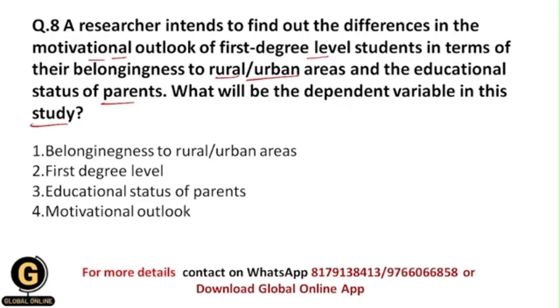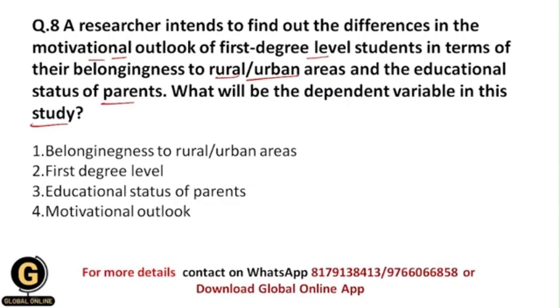So here basically a researcher wants to study the motivational outlook of first degree level students, and that's why motivational outlook should be the dependent variable, because the variable which is under study or the effect variable over here is motivational outlook, and the independent variables are belongingness to rural or urban areas and educational status of their parents.